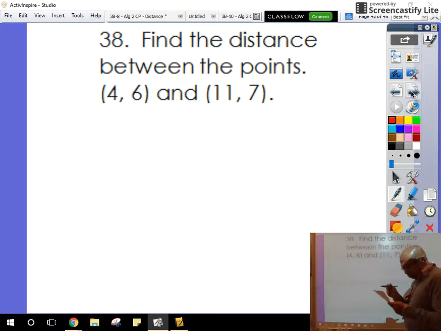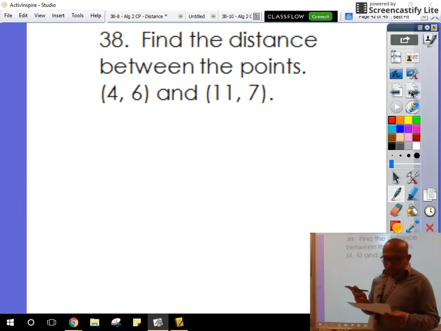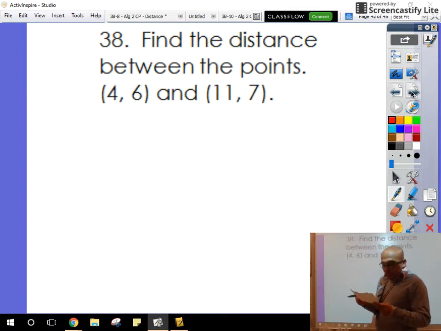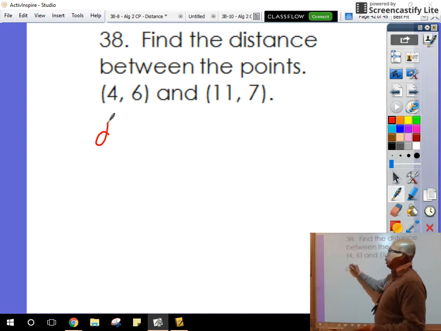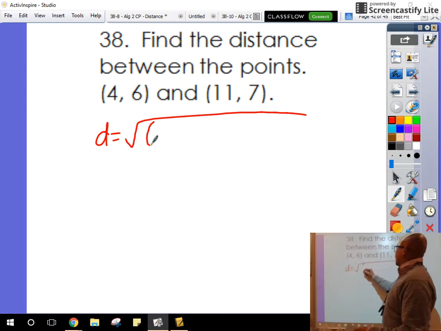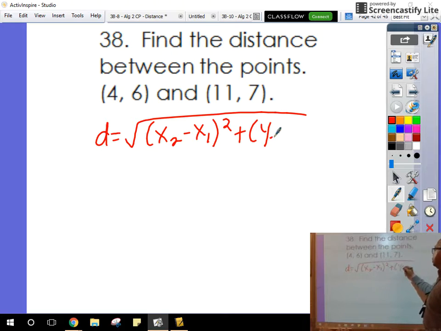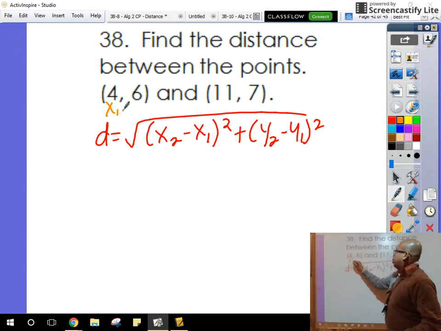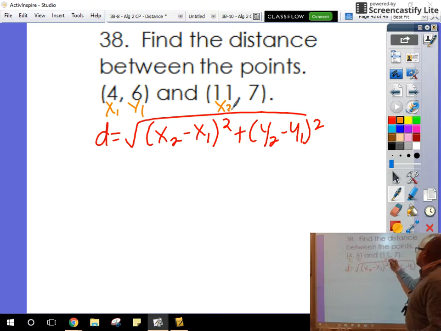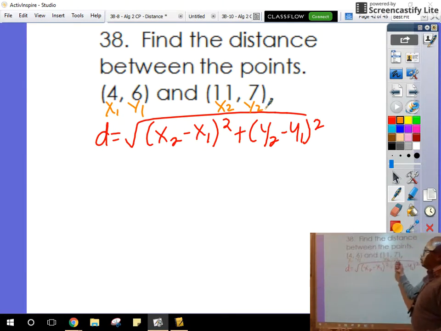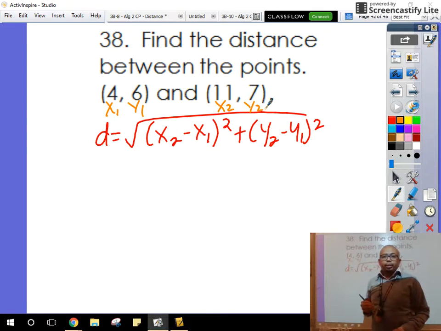Number 38. The distance formula is given on your sheet. Find the distance between the 2 points. Okay, you should know the distance formula. Square root of x sub 2 minus x sub 1 squared plus y sub 2 minus y sub 1 squared. Remember, this is my x sub 1, y sub 1. This is my x sub 2, y sub 2. You can make this one as x sub 2, y sub 2, and that one x sub 1, y sub 1. You will still end up with the same answer.